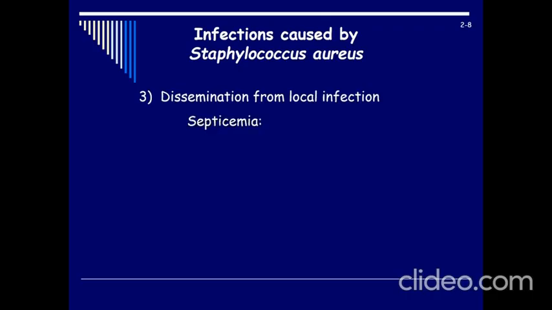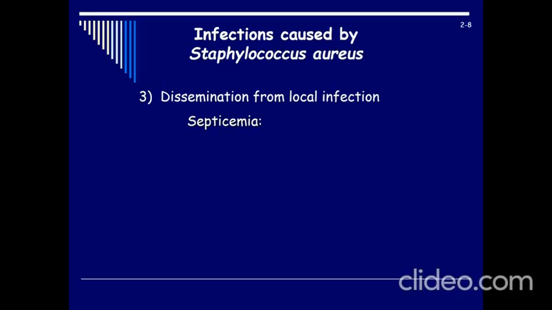The third way that Staphylococcus aureus can cause an infection is by dissemination from a local infection. So for example, a carbuncle or a furuncle or impetigo, and it's able to spread out and get into the bloodstream. It could then cause further problems that way. So right now I would like to define septicemia.